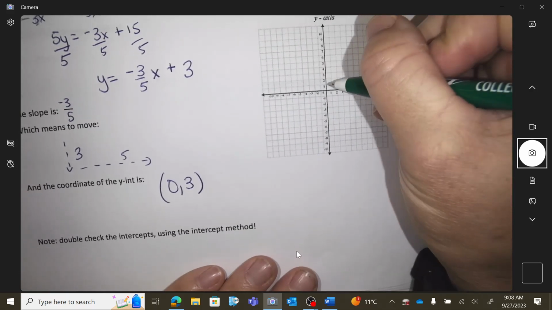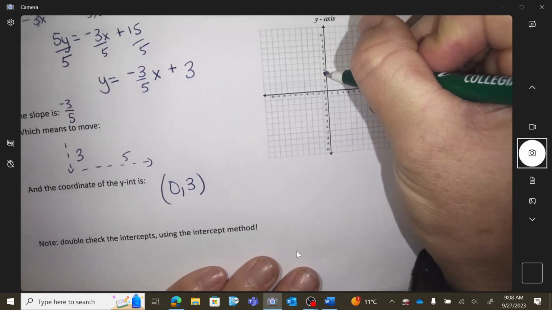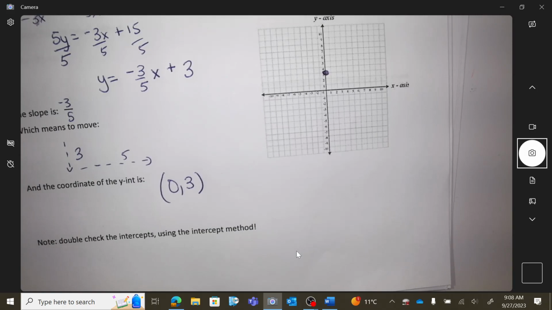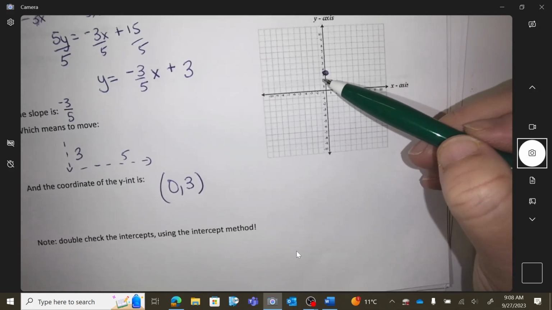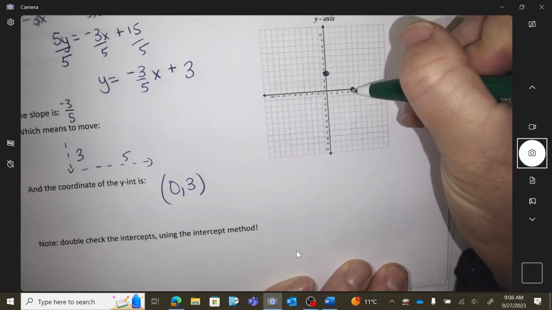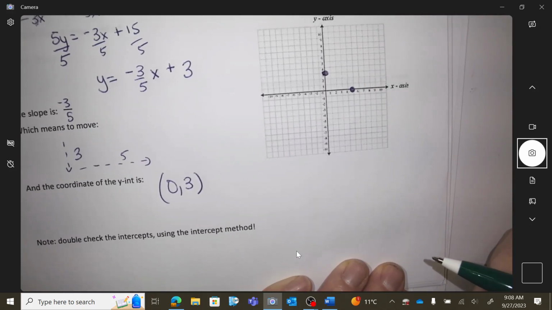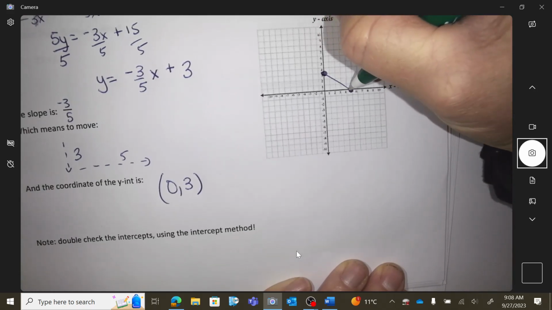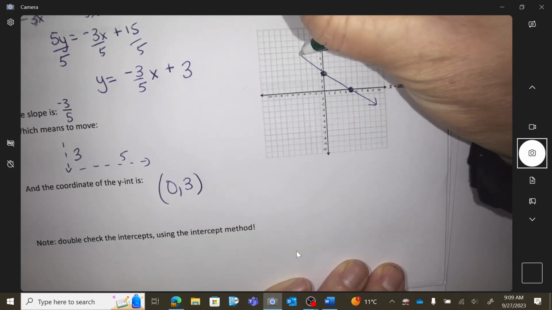Okay, so you start with a y-intercept point, because that is a point, so you can put it on. Okay, so putting your pen there, you should go down 3, right 5. And there's my line.